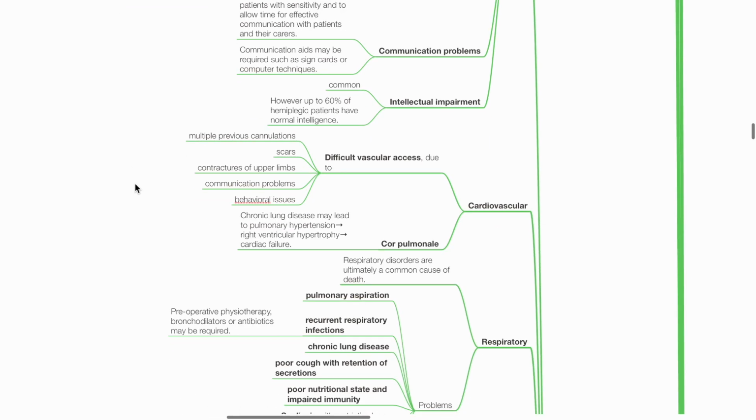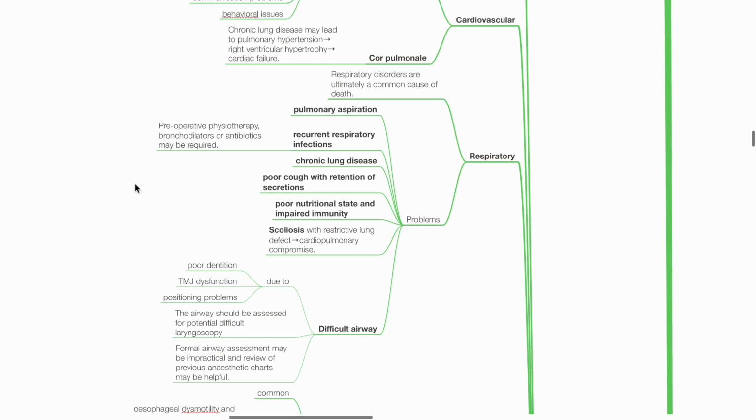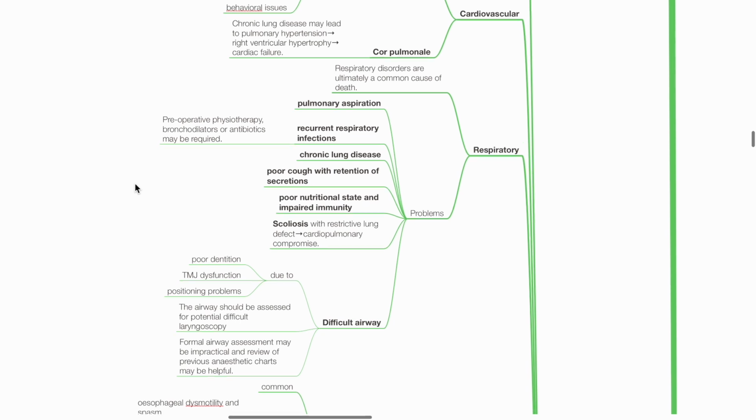Cardiovascular issues include difficult vascular access due to multiple previous cannulations, scars, contractures, communication problems, and behavioral issues. Chronic lung disease may lead to pulmonary hypertension, right ventricular hypertrophy, and cardiac failure due to cor pulmonale. Respiratory issues include pulmonary aspiration and recurrent respiratory infections. Pre-op physiotherapy, bronchodilators, or antibiotics may be required.